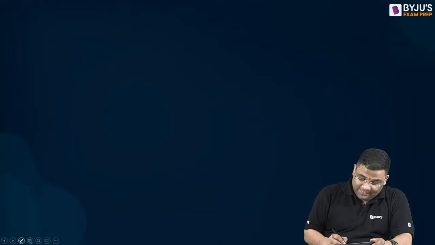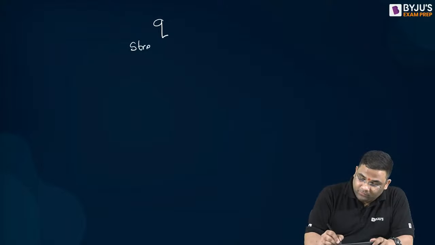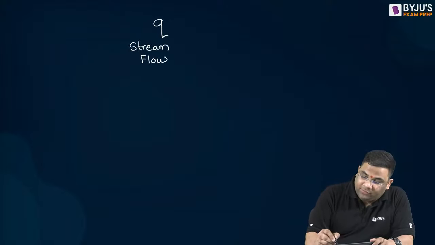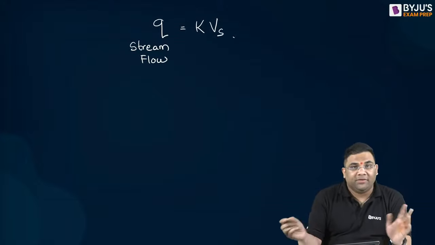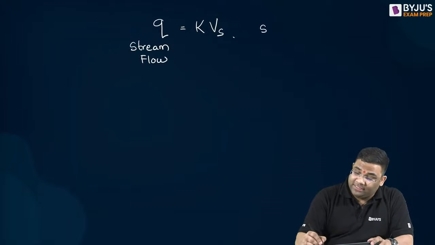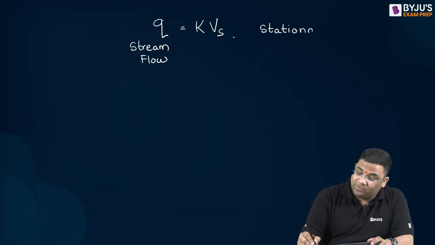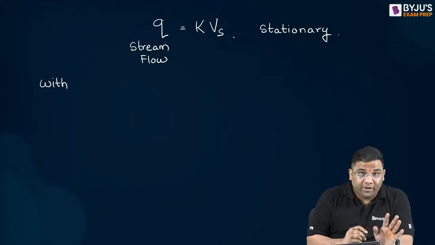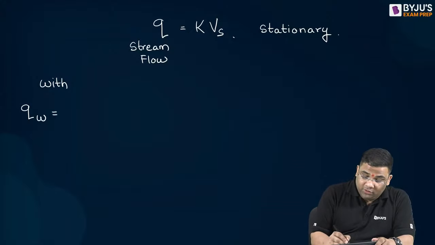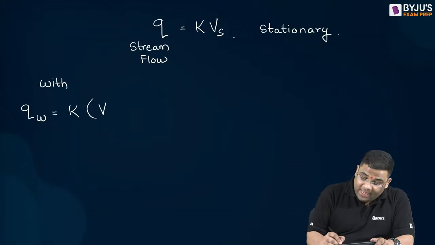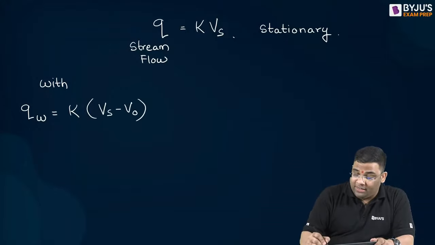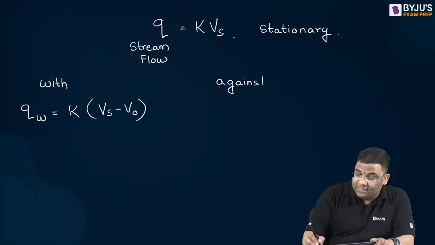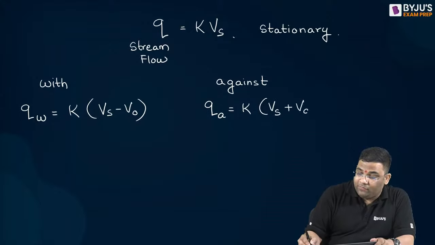So now I can say that for a stationary observer, the stream flow will be equal to K into just Vs, the stream velocity. Now for a moving observer traveling with the traffic, Qw will be K into Vs minus V naught. And when you are traveling against, I will call this Qa and this will be K into Vs plus V naught.